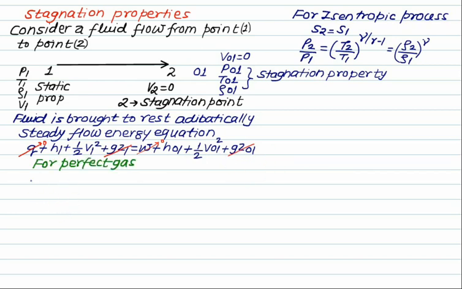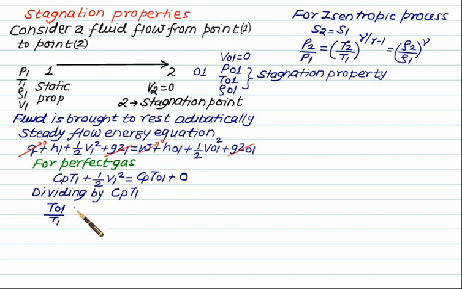If we assume it is a perfect gas, then enthalpy H1 we can write as CpT1 plus 1 by 2 V1 square, where V1 is the velocity at point number 1, equal to H01, which we can write as Cp into T01 plus 1 by 2 V01 square, but V01 equals 0, so the second quantity will be equal to 0. In this fashion we can find the relation between the stagnation temperature and the static temperature. Dividing the entire equation by Cp into T1, we get T01 divided by T1 equals 1, since CpT1 divided by CpT1 is 1, plus 1 by 2 V1 square divided by Cp into T1.